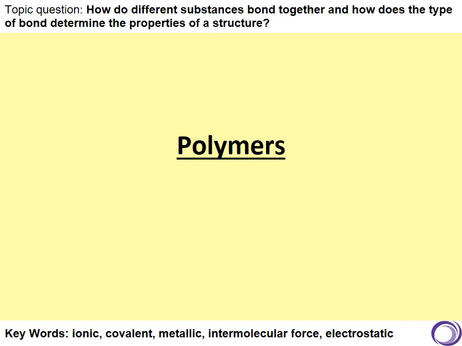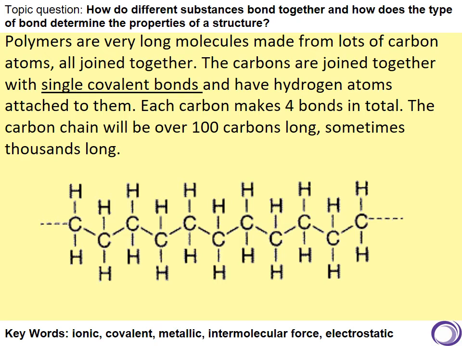Let's now look at polymers. Polymers are a special type of substance that are usually formed out of long chains of carbon atoms. Polymers are very long molecules, and they're made from lots and lots of carbon atoms joined together. As you can see from the diagram below, the carbon atoms are joined together with single covalent bonds, and then they have hydrogen atoms coming off them. Each carbon makes 4 bonds in total, and a carbon chain can be over 100 carbons long, and sometimes even thousands.